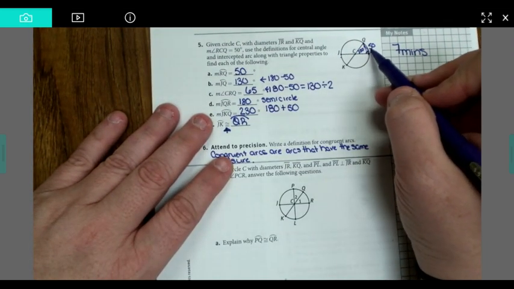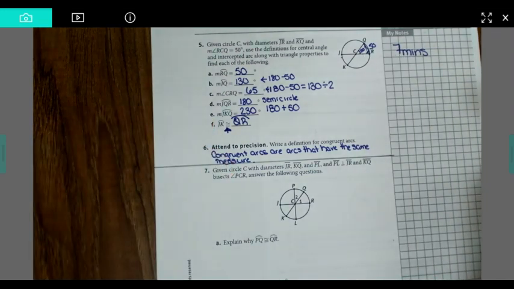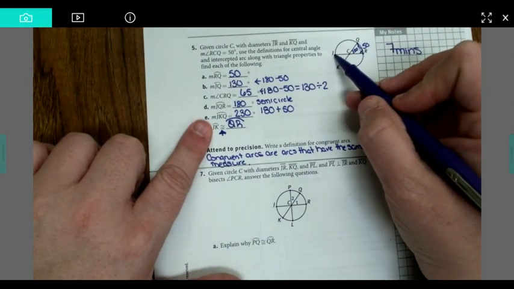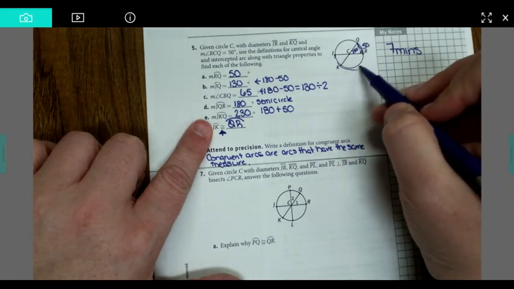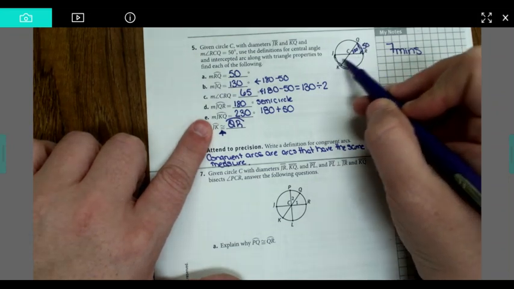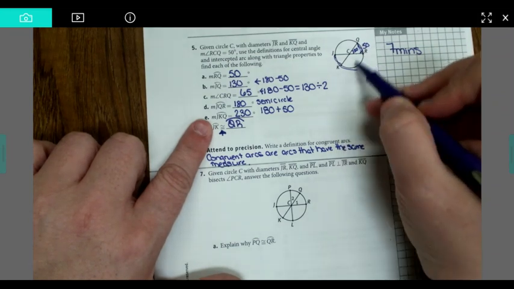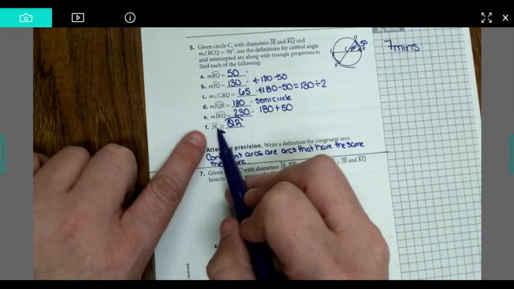Here we have JQR. That's a semicircle. Semicircles are 180 degrees. Measure of JKQ, so it goes from here all the way this way. Well, I know that this piece right here is 180 and this piece is 50, so that's 230 together.